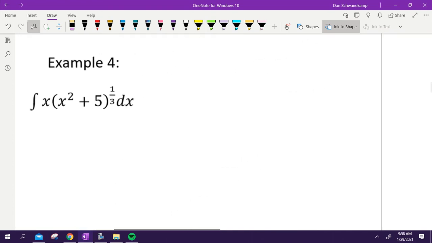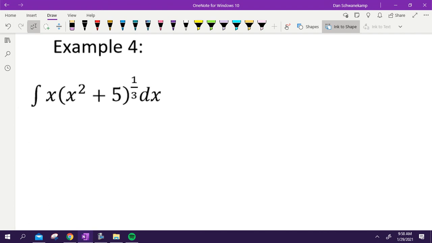Okay, we need U-substitution. I can tell that because there's multiple x's. There's something important inside of parentheses. What do you think my u is going to be on this problem? X squared plus 5, the thing inside of the parentheses. Also, if there's more than one x, you want to pick the one that has the higher exponent. So x squared plus 5 is the thing I want to choose here. My u is going to be x squared plus 5.